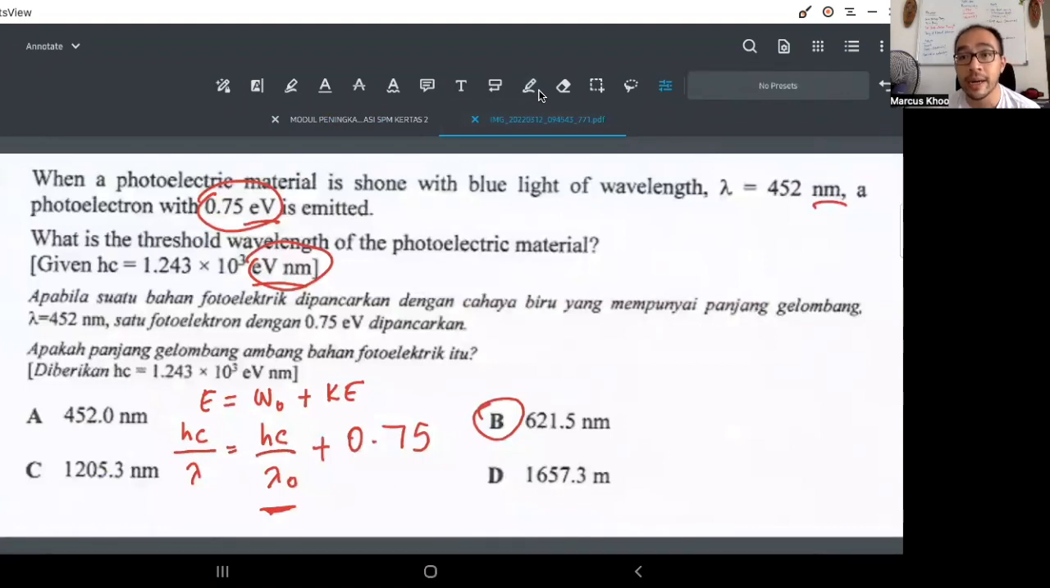Such a unique question, because we always use joules. Now suddenly there is eV, and the nanometer also doesn't need to be changed. And the constant they give is hc already. Usually it's h and then c, where you don't know the value of h and c, and then you multiply them yourself. Here it has already been multiplied for you. Way easier. So give this question a try, just to practice and see how to use Einstein's photoelectric theory. It's a very good question.